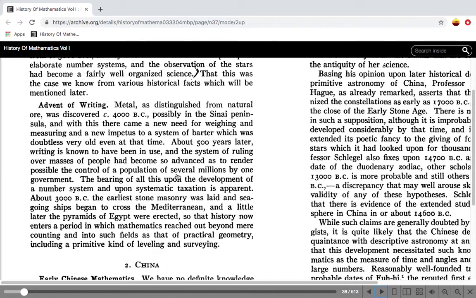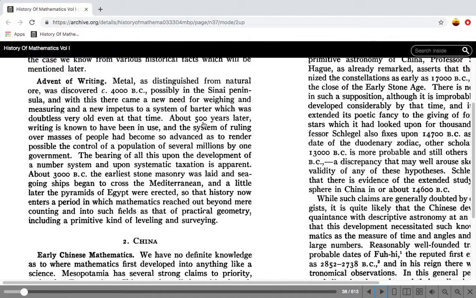The advent of writing. Metal, as distinguished from natural ore, was discovered c. 4000 BC, possibly in Sinai Peninsula, and with this there came a new need for weighing and measuring, and a new impetus to a system of barter which was doubtless very old even at that time. About 500 years later, writing is known to have been in use, and the system of ruling over masses of people had become so advanced as to render possible control of a population of several millions by one government. The bearing of all of this upon the development of a number system and upon systematic taxation is apparent.